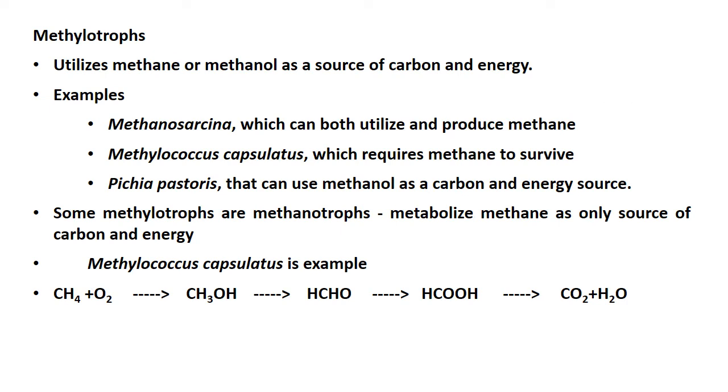Now, let us discuss methylotrophs and methanotrophs. What are methylotrophs? They are organisms that can use methane or methanol as a source of both carbon and energy. Examples are Methanosarcina, which can use methane as well as produce methane. Methylococcus capsulatus uses methane as a carbon and energy source. Pichia pastoris can use methanol as a carbon and energy source. So methylotrophs are organisms that can use methane or methanol as a source of carbon and energy.